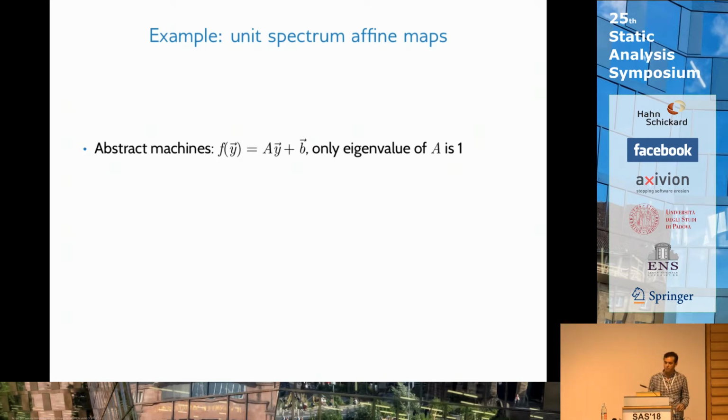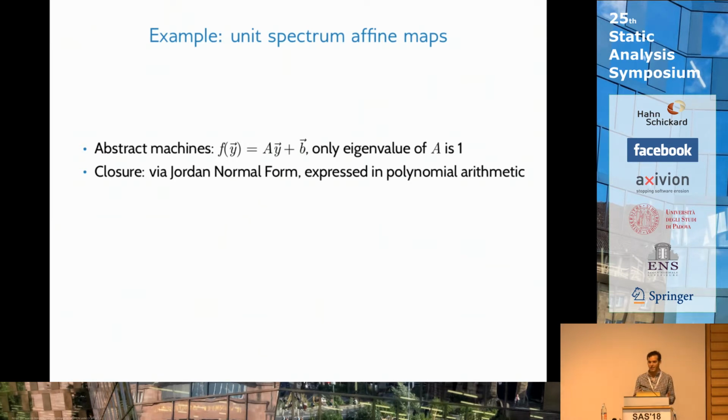Under the spectral assumption, we have a really nice way of computing the transitive closure. So in particular, the dynamics of this machine are going to be expressible in polynomial arithmetic, and we can do this by first computing the Jordan normal form of the matrix, and then it's sort of for free from that. So let's fix a class of simulations.